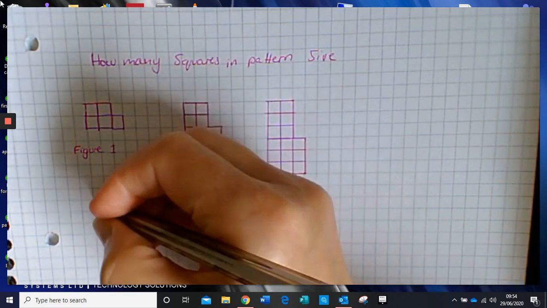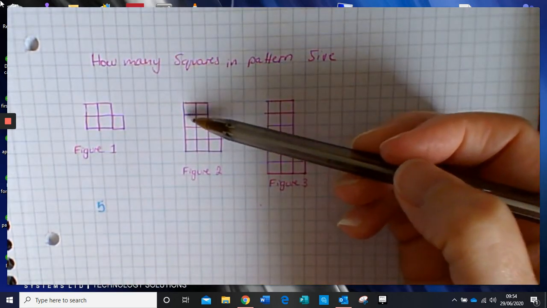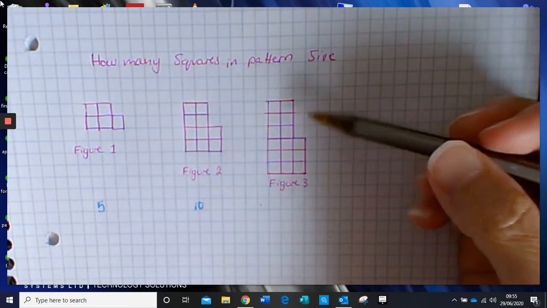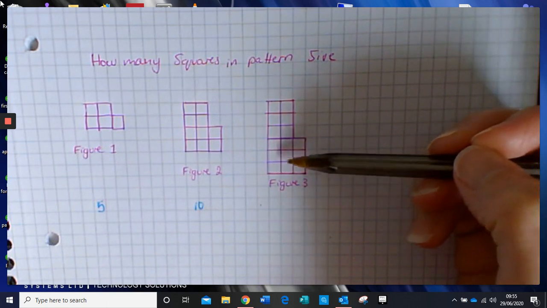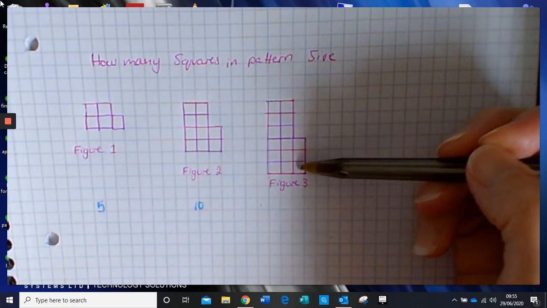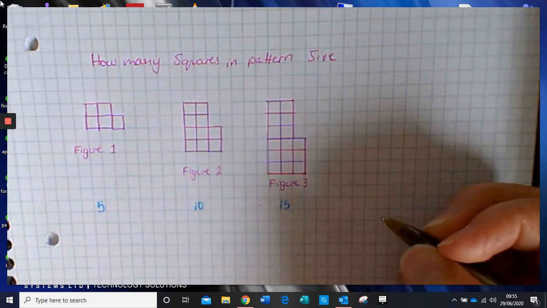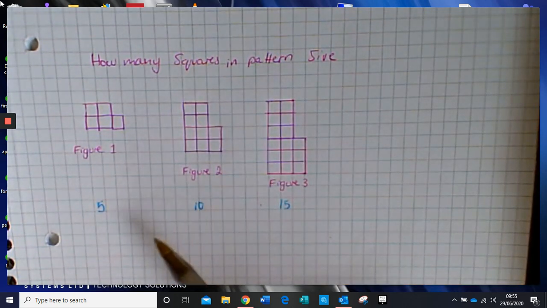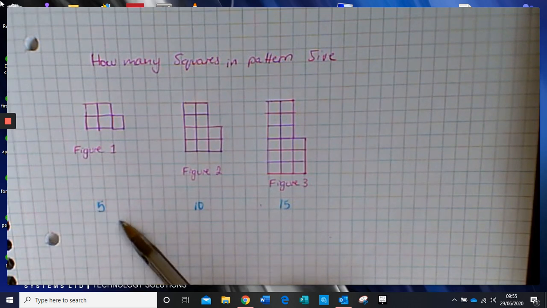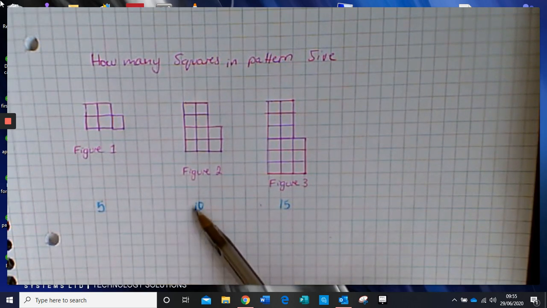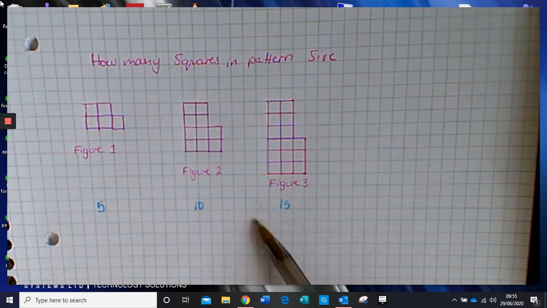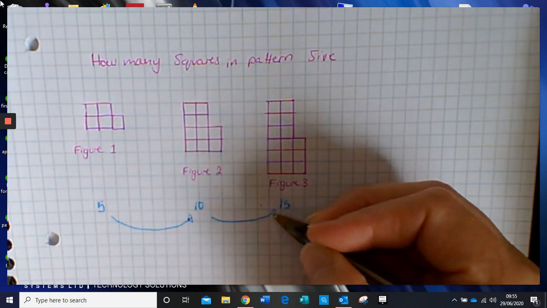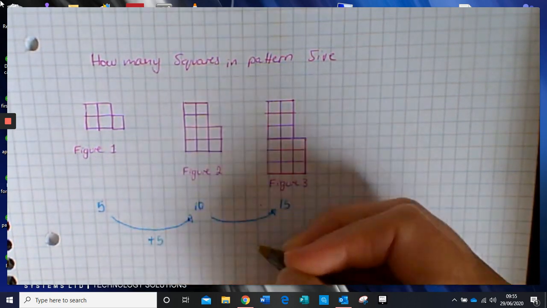So I've got 5 in the first picture. Then I've got 1, 2, 3, 4, 5, 6, 7, 8, 9, 10 in the second picture. Then I've got 1, 2, 3, 4, 5, 6, 7, 8, 9, 10, 11, 12, 13, 14, 15 in the third picture. So now I've actually got a linear sequence, a sequence that goes up by the same amount, called the common difference, each time. So each time we go from one picture to the next, we are adding 5.